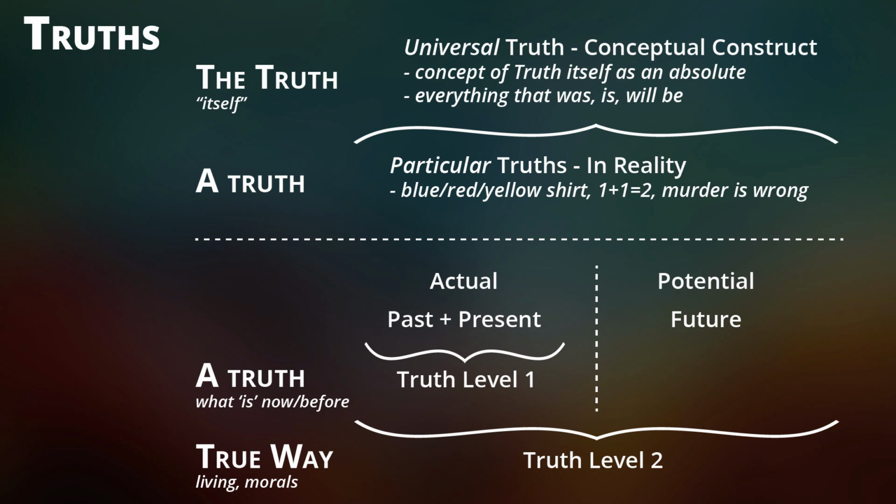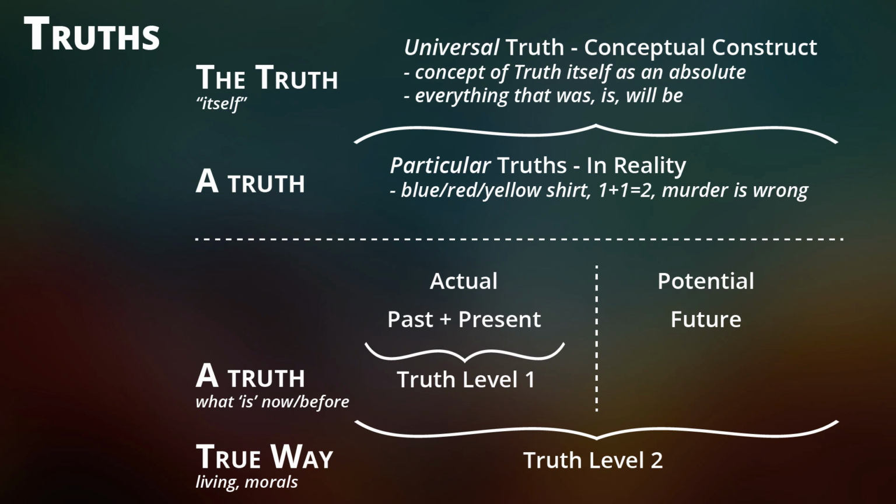It's not the truth itself, so we're not in the category of a conceptual construct of the truth. We're in a truth, in particular truths in existence, right? So a truth is a blue shirt, a truth is a red shirt, a truth is 1 + 1 = 2. But that a truth, 1 + 1 = 2, is itself a universal and absolute. Now, murder is wrong differentiates from the previous two because these previous two had nothing to do with morality. They were just truths, a truth, a particular truth in reality.